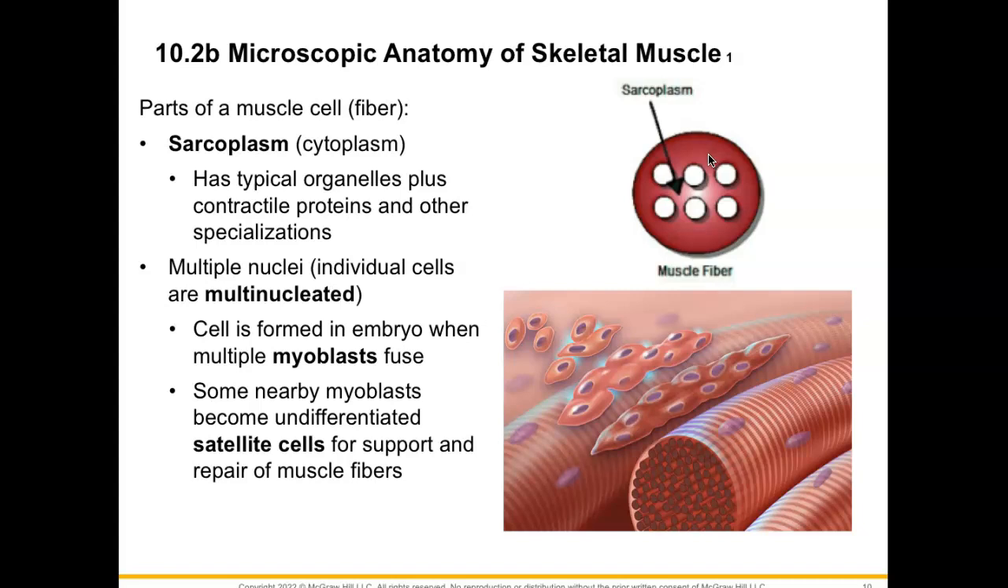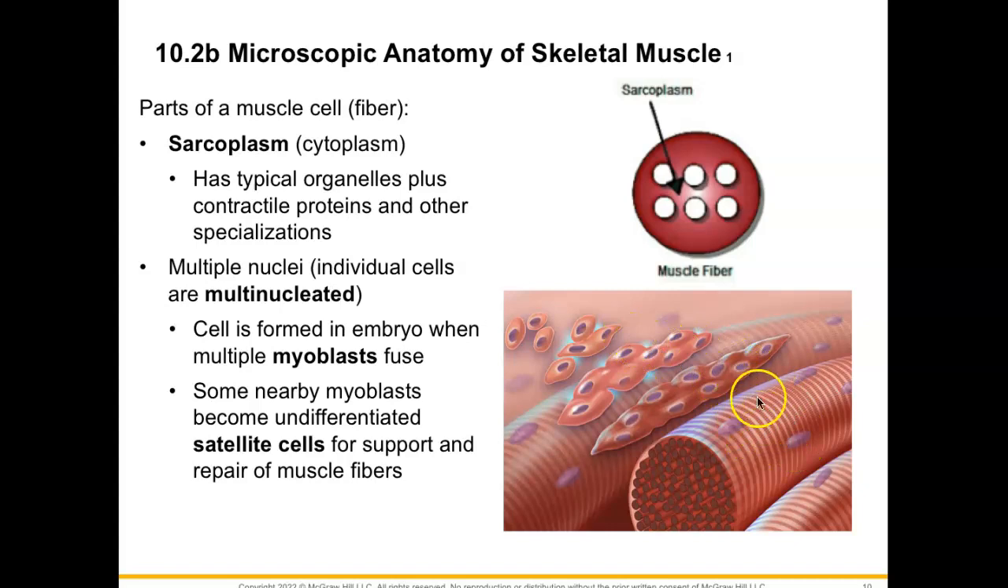And they also have some other specializations that go along with them. Another thing that's really special about our skeletal muscle fibers is that they have multiple nuclei. And that's what we mean when we say multinucleated. So if you look at these full skeletal muscle cells here, we see that these purple dots here are representing the multiple nuclei.